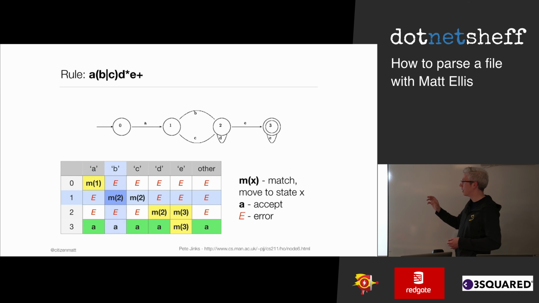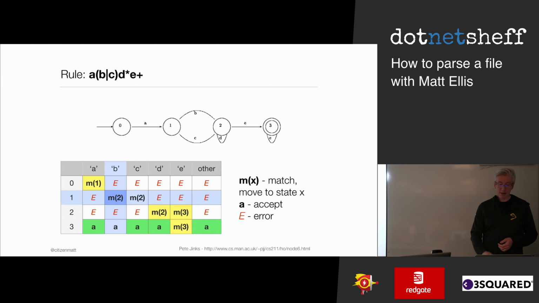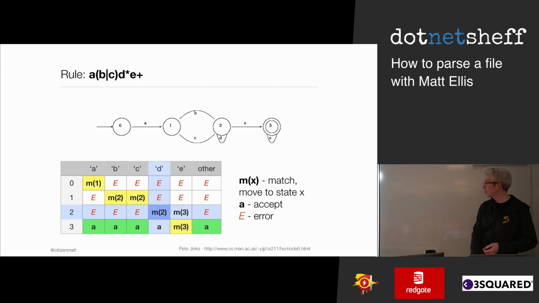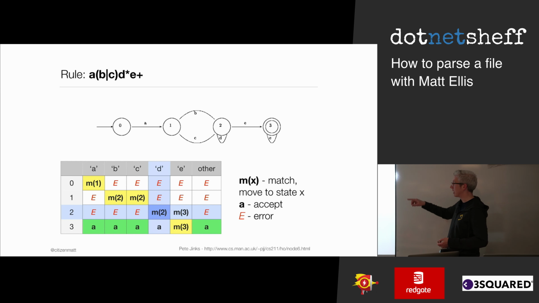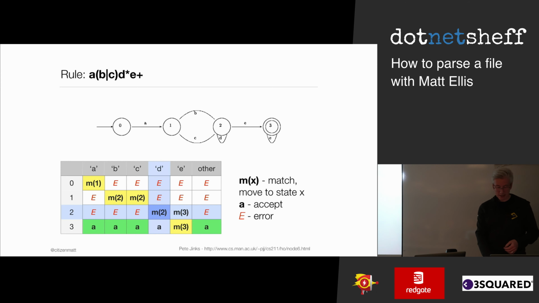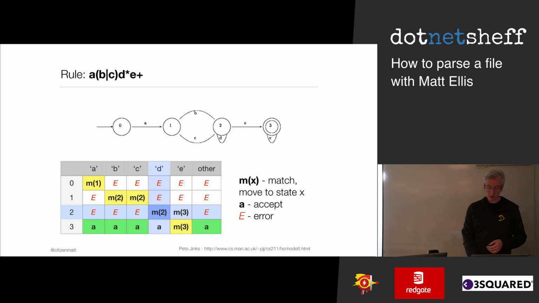If we match the B, that works. We've got a match. It moves us on to state 2. So we can move down to row 2. If we match D, that'll say it's a match. We can now stay in state 2. So we stay on row 2. And if we hit D again, we'd match and we stay at D, and everything's good, and we can keep repeating and keep going for as many Ds as we want.